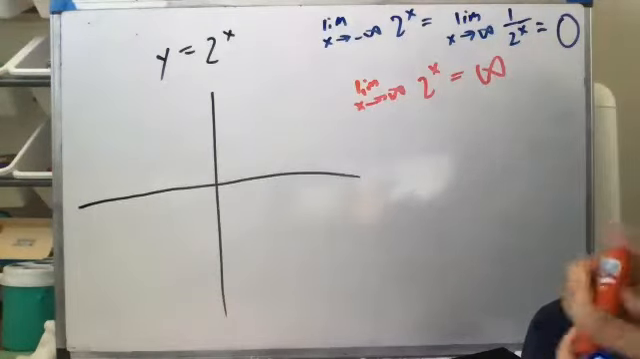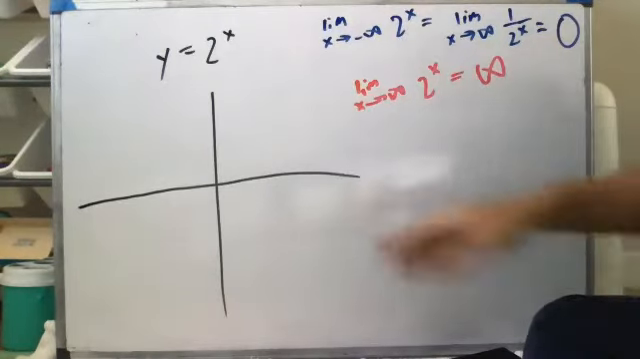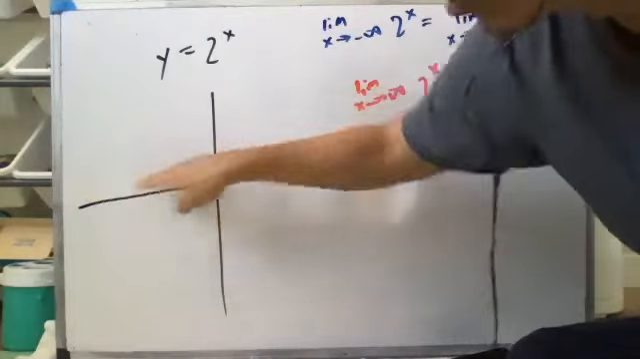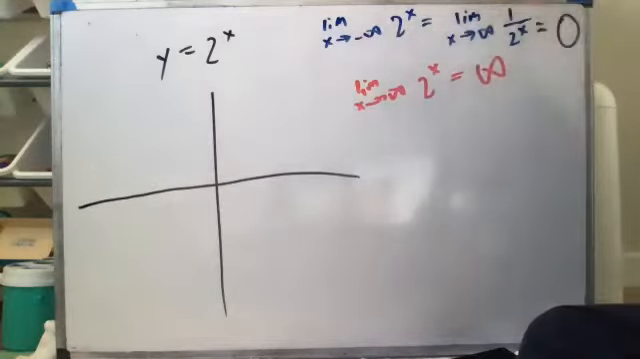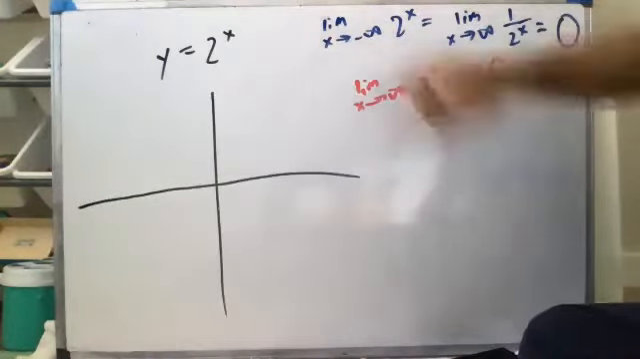So what does the graph look like? It's going to look basically like this. It's going to head towards 0 as I go to the left. And then as I go to the right, it's going to shoot straight up. It's going to make a super quick arc.